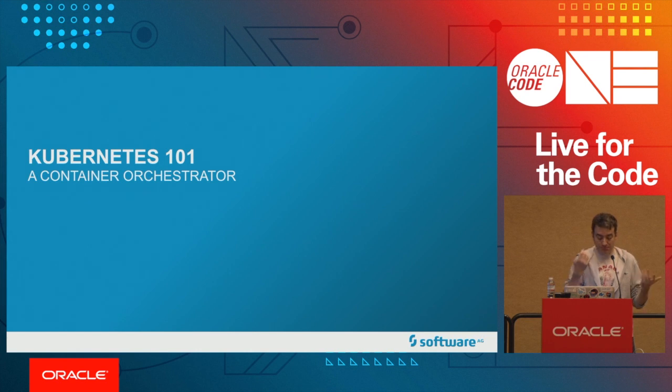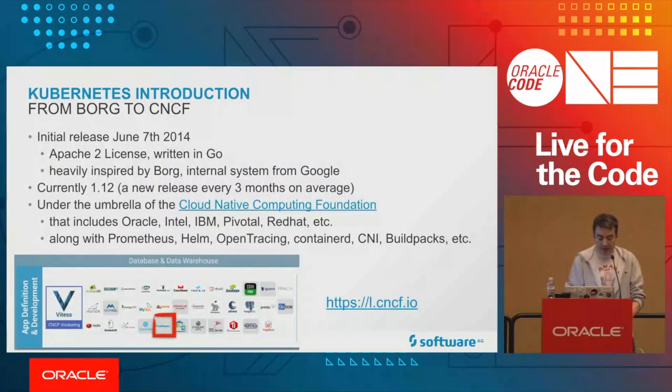Let's start with an introduction to Kubernetes, Kubernetes 101. Kubernetes was released in 2014. It's Apache 2 license, so it's open source. It's written in Go. It was heavily inspired by Borg, that was an internal system to run containers inside Google.